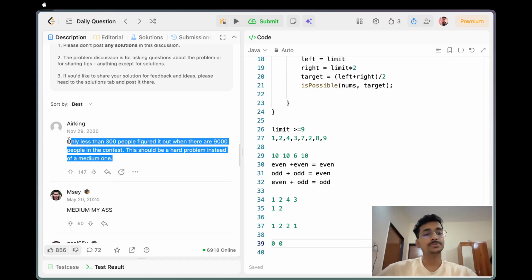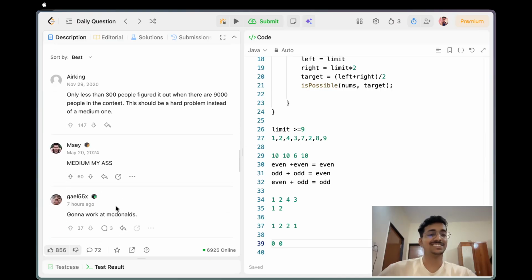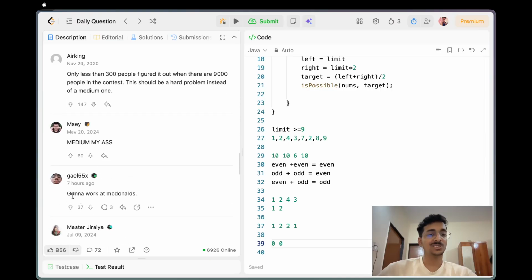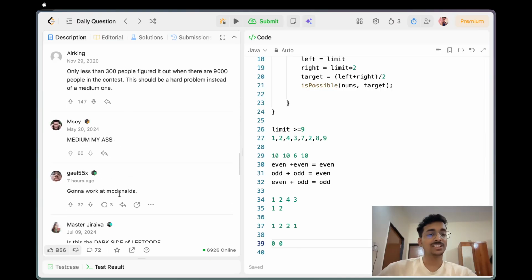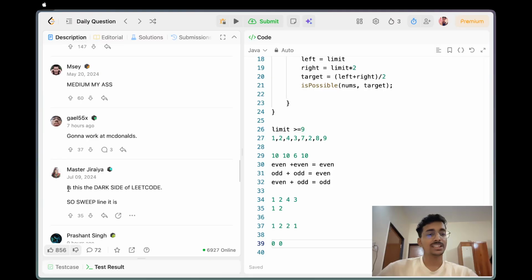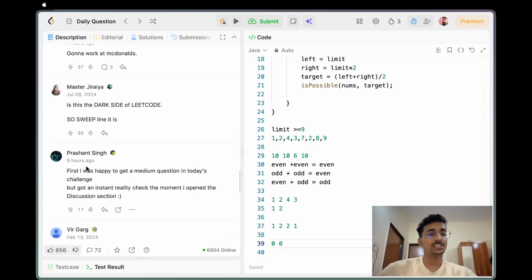Okay, fine. This question was in a contest. Medium, medium my ass. Gonna work at McDonald's. Is this the dark side of LeetCode? So sweep line it is. First, I was happy to get a medium question in today's challenge, but got an instant reality check moment.